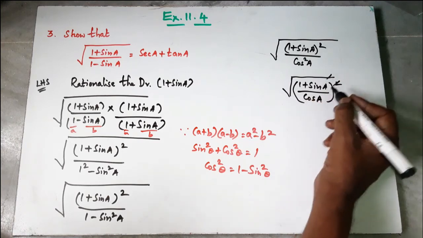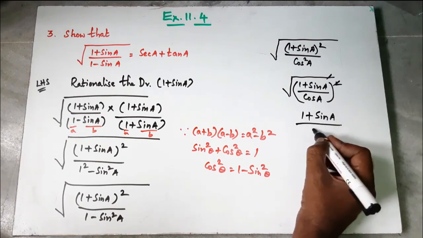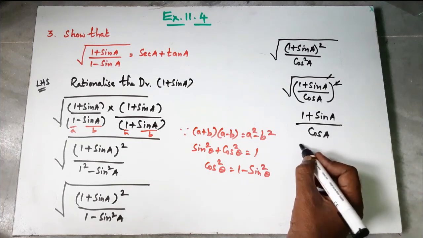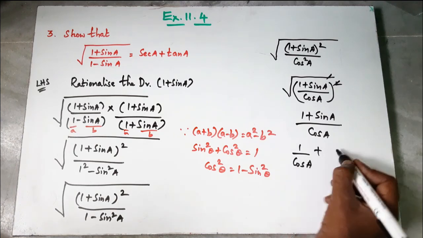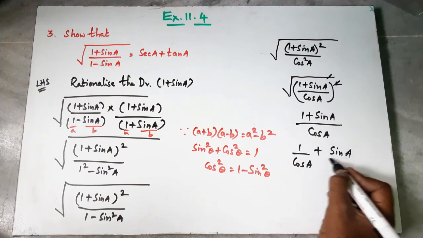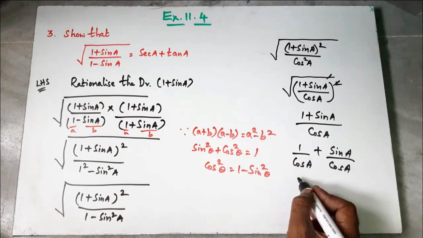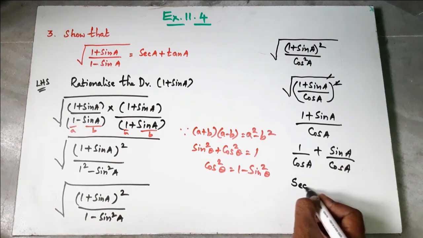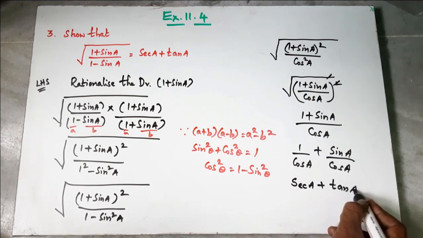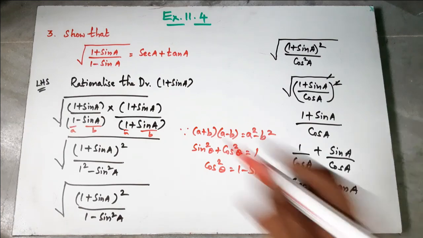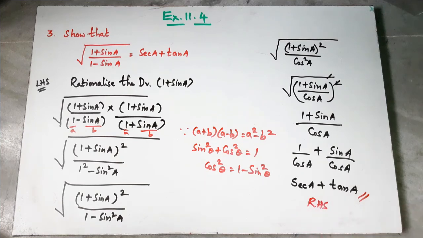So square root cancel. So (1 plus sin a) by cos a. Now separate the denominator for each term in the numerator: 1 by cos a plus sin a by cos a. So inverse of 1 by cos a is nothing but sec a. Sin by cos is tan a. So sec a plus tan a, which is nothing but RHS. So therefore LHS is equal to RHS.